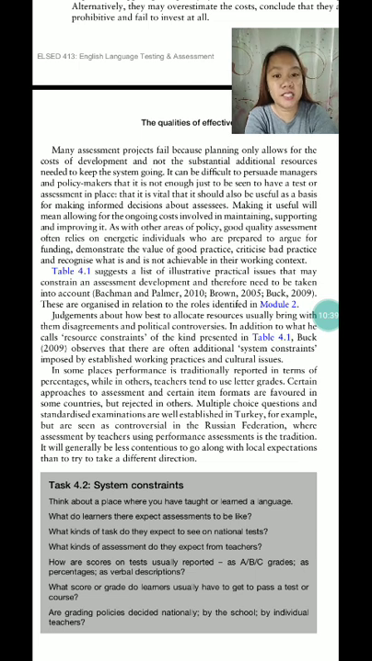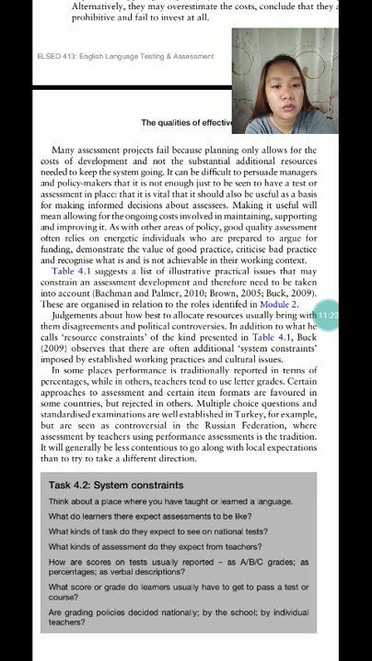Table 4.1 suggests a list of illustrative practical issues that may constrain an assessment development and therefore need to be taken into account (Bachman and Palmer 2010, Brown 2005, Bachman 2009). These are organized in relation to the roles identified in Module 2. Judgments about how best to allocate resources usually bring with them disagreements and political controversies.